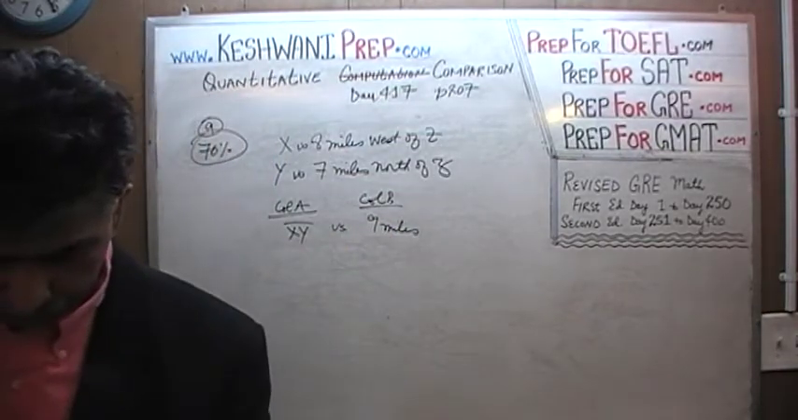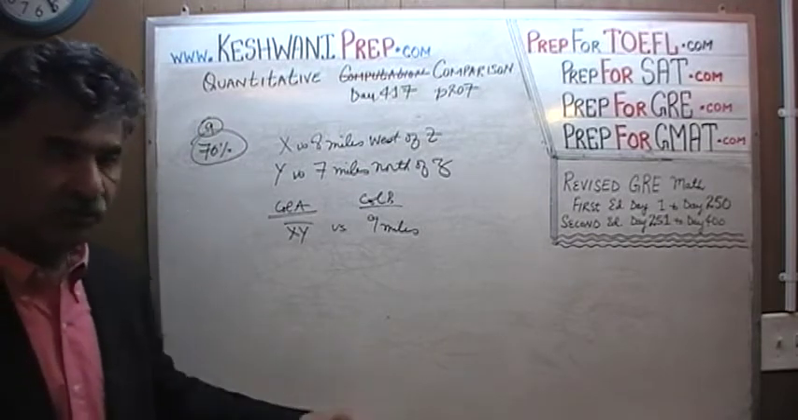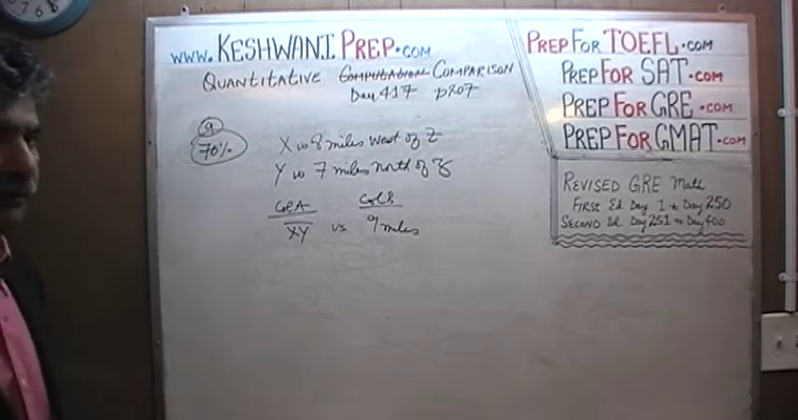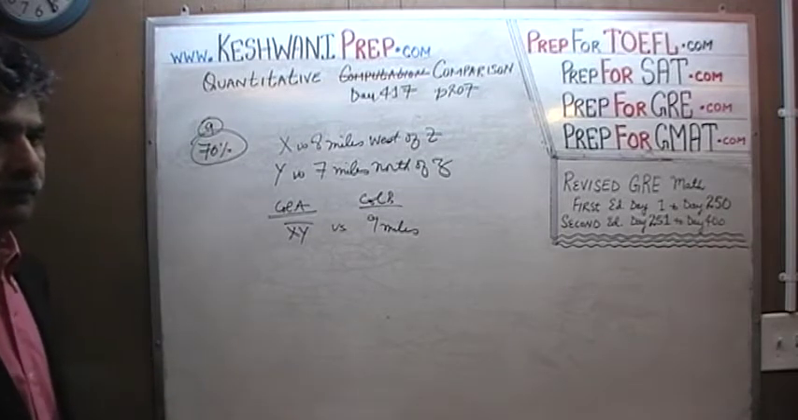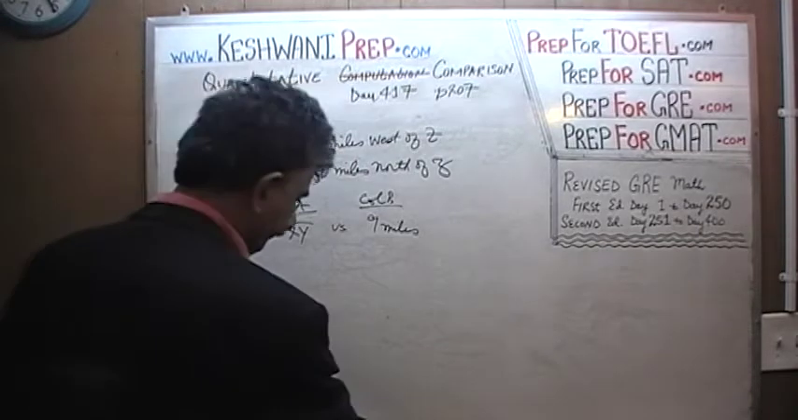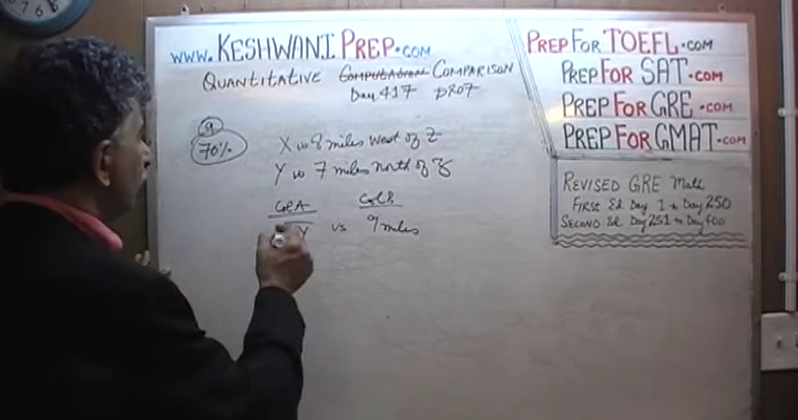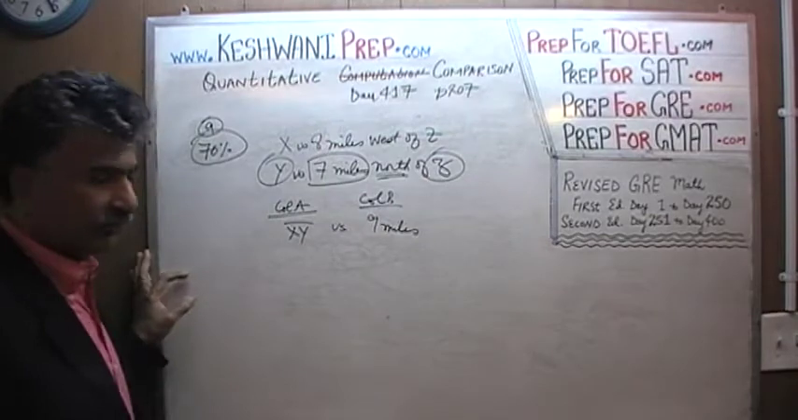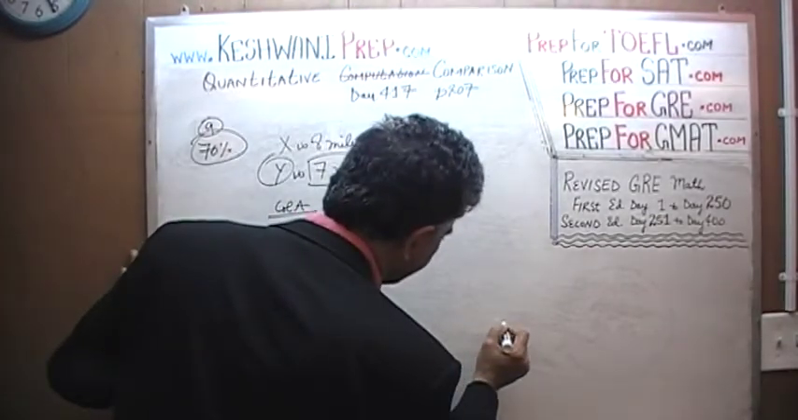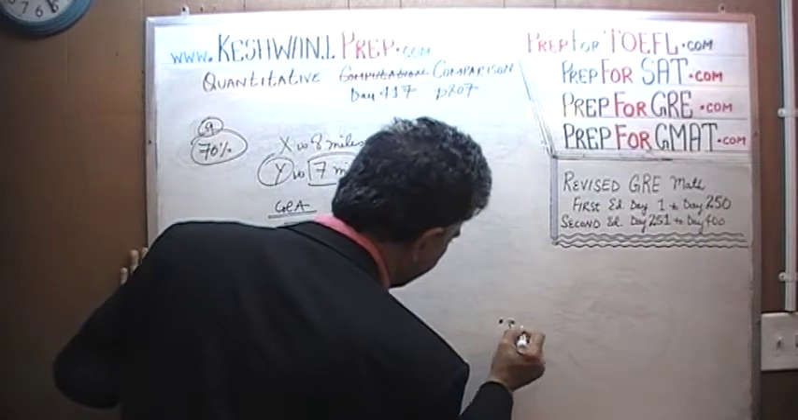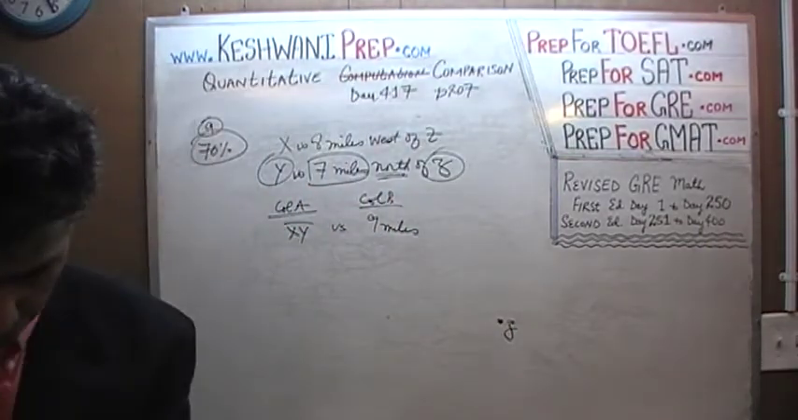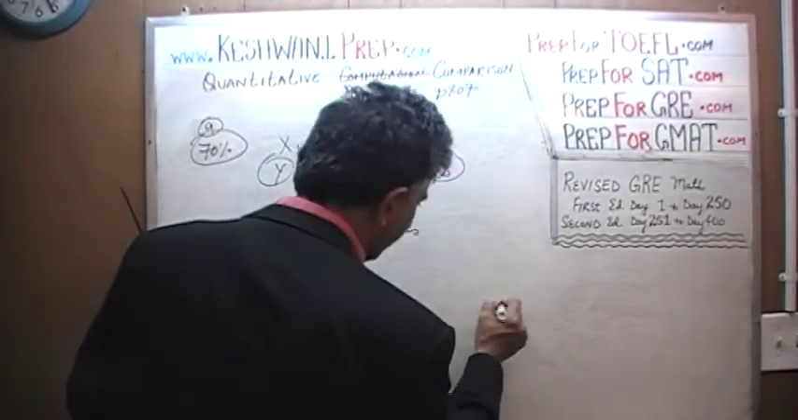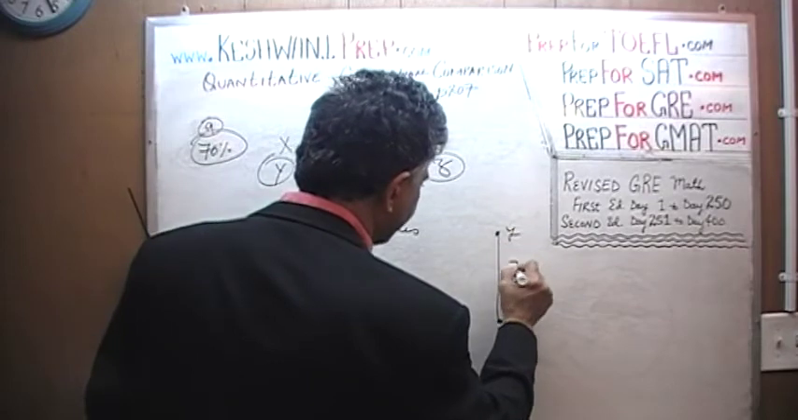Again, pause the video. I don't have to keep reminding you every single time. Pause the video, do it yourself, and then compare the work. I'll give you 2 seconds to do just that. Very good. Here we go. We are told that Y is 7 miles north of Z. Let's take care of the north first. So here's our Z. And Y, we are told, is 7 miles north of Z. So north is going up, right? Going up. And there is our Y, and this is 7 miles.